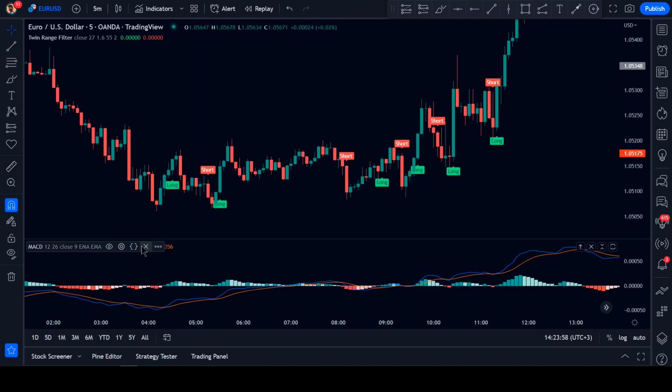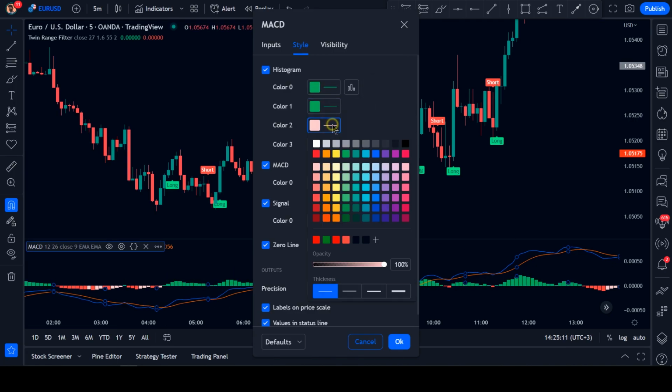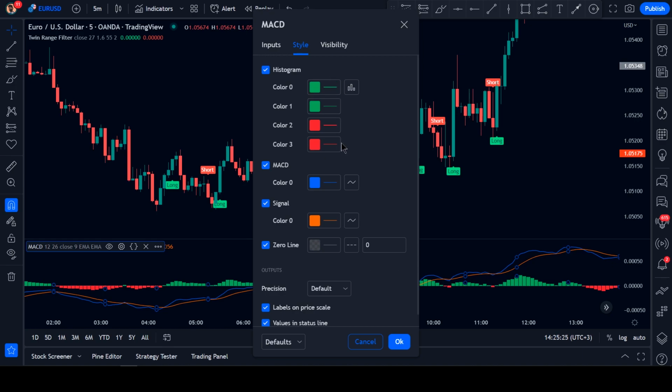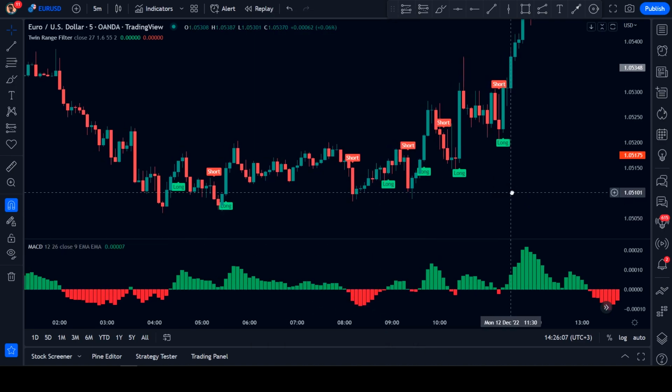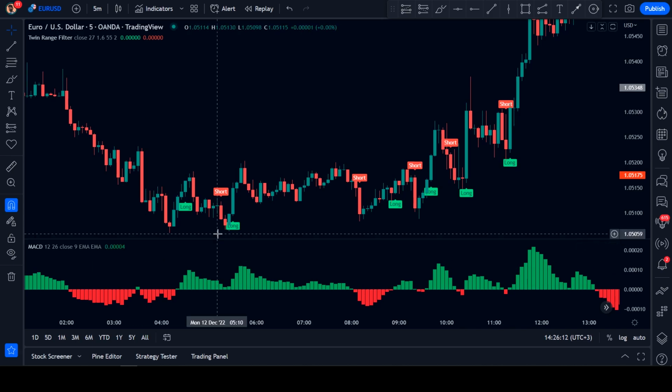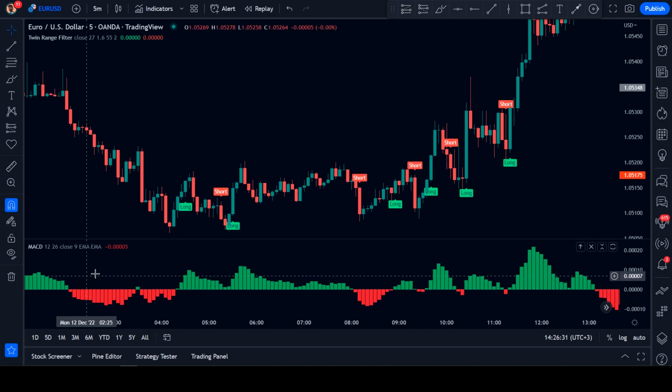We're gonna access this indicator settings by clicking right here. Head over to the Style tab and change the histogram colors to the primary green and red like this. After that, uncheck the MACD line as well as the signal line and then click OK. Now this indicator will be our short-term trend identifier. When the histogram is green, it means that the market is in a short-term bullish trend, so we will be looking to only take long trades. And when the histogram is red, it means that the market is in a short-term bearish trend and we will be looking to only take short trades.